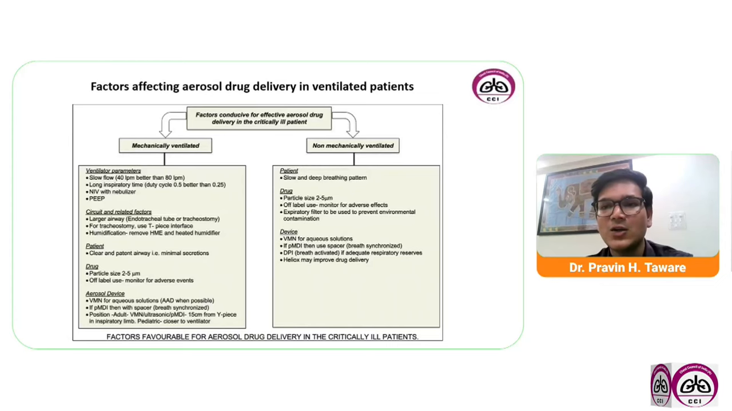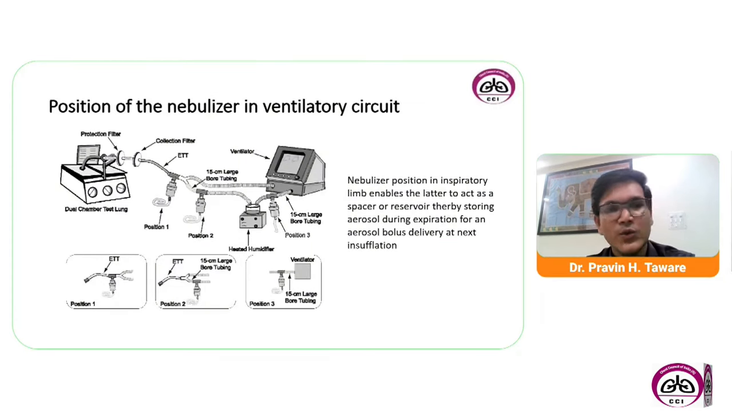And when you nebulize a non-invasive ventilated patient, tell the patient to take slow and deep breaths. And when you are using aqueous solutions, use vibrating mesh nebulizers. Position of the nebulizer in the ventilator circuit is very important. As you see, the three positions in this picture. Position one is in between the endotracheal tube and Y piece. Position two is just 15 centimeters from the Y, and position three is 15 centimeters from the ventilator side. So whatever extra tubing will act as a spacer or reservoir, which will lead to a better aerosol bolus delivery.